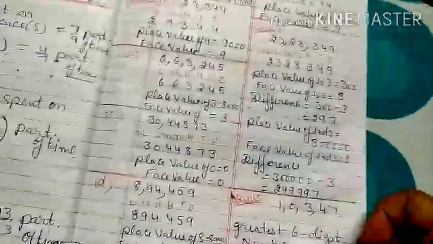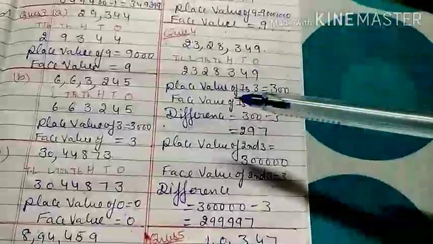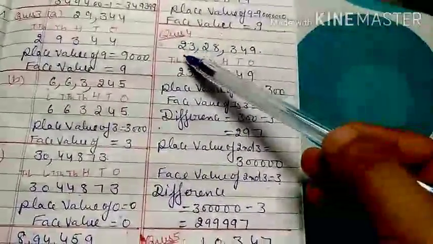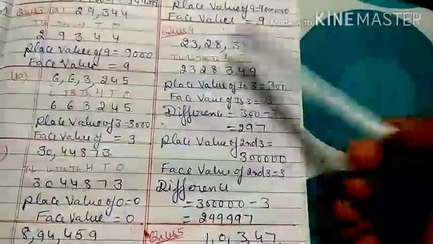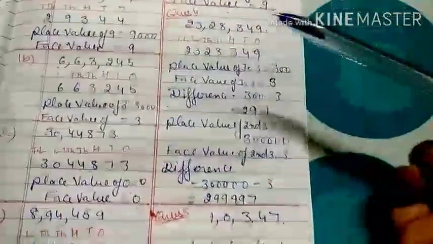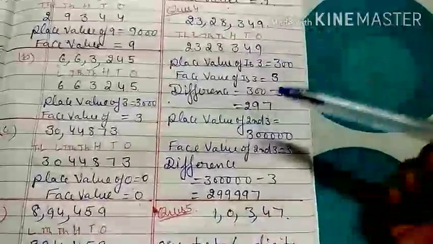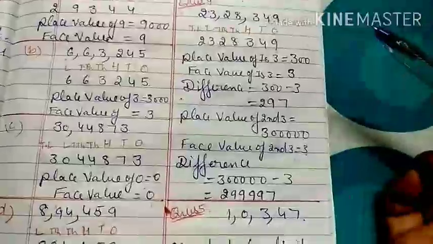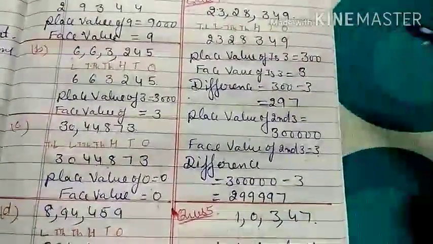In your fourth question, you have to find the difference between place value and the face value of the particular digit 3. If you have a number 23,28,349, here 3 is present in two different positions. One is 100 position and second one is lakh position. So here if the digit is present in 100 position, you have to multiply by 100, and face value of the same digit is the digit itself. When you subtract 300 minus 3 gives you 297.